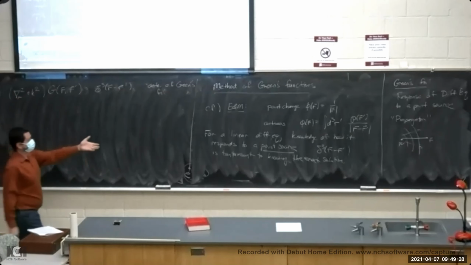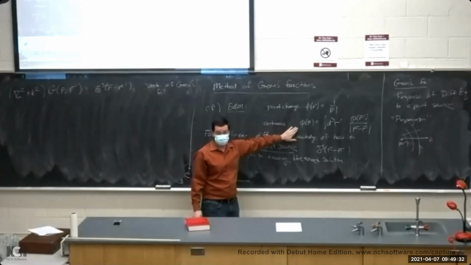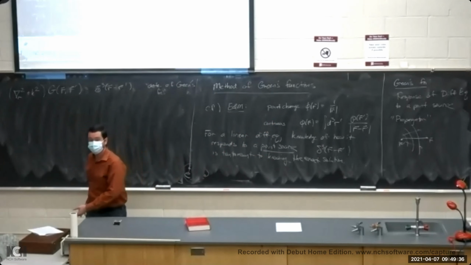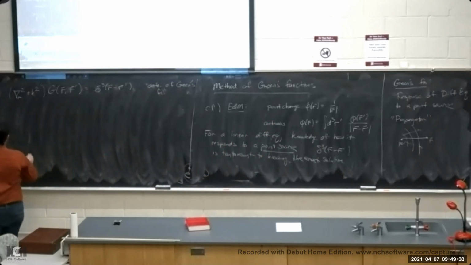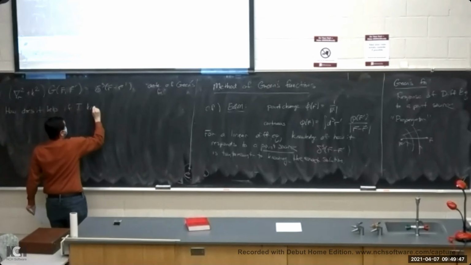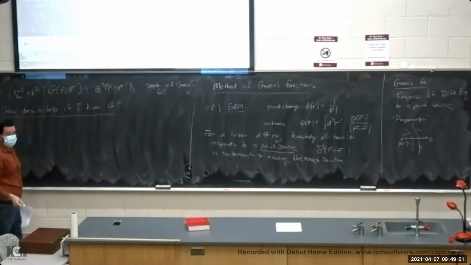So how do you do this? What is the analog of saying, if I know the potential of a point charge, I know the potential for everything? If I have a function like this, I should be able to construct the general solution to my differential equation. So how does this help? If I know G, I can go back to my original equation.